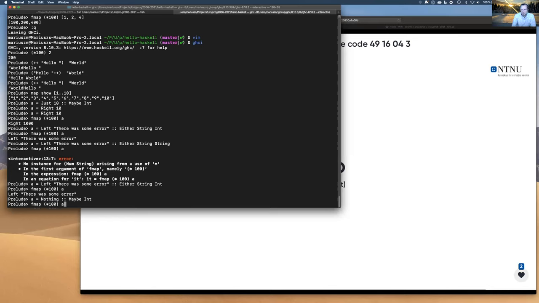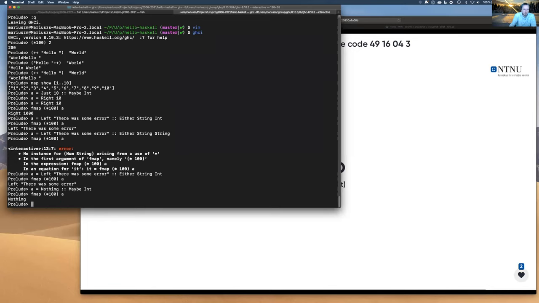What would you expect from that? Well, you would expect this kind of a fallback value, which is nothing. Like if you try to multiply a null pointer by 100, you're going to get a null pointer back, right? So I'm going to get nothing back. But this nothing is of type maybe int. So we kind of see that we can apply a function to a structured value, right?